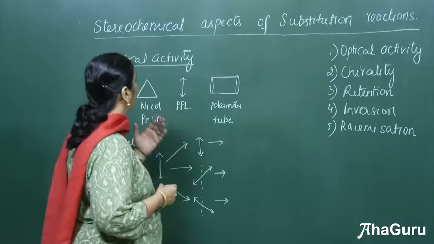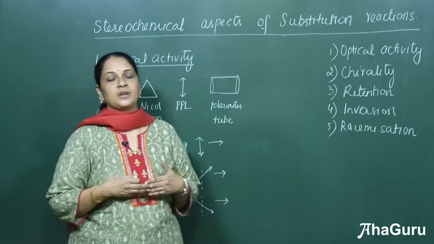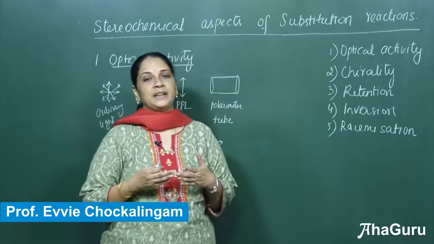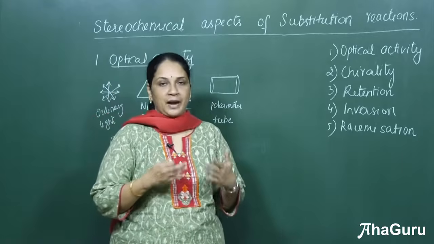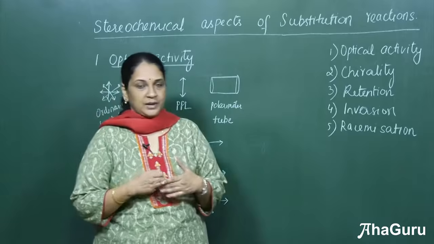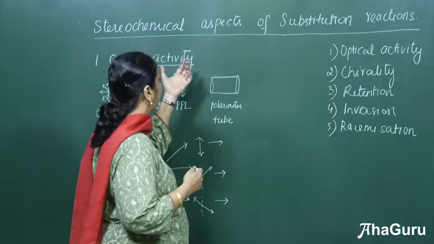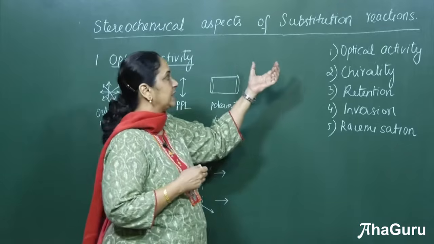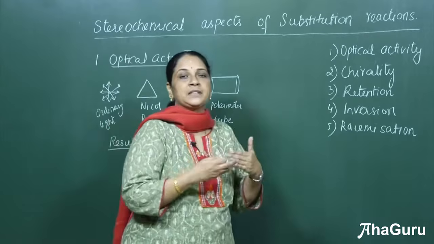Let us see the stereochemical aspects of substitution reaction. We already know what a stereoisomer is. When there is a difference in the spatial arrangement of atoms in a molecule, we call such compounds stereoisomers. Under that, we have some properties which will affect the reactions, like substitution reactions. We will see some things will be affected as per the stereoisomers.